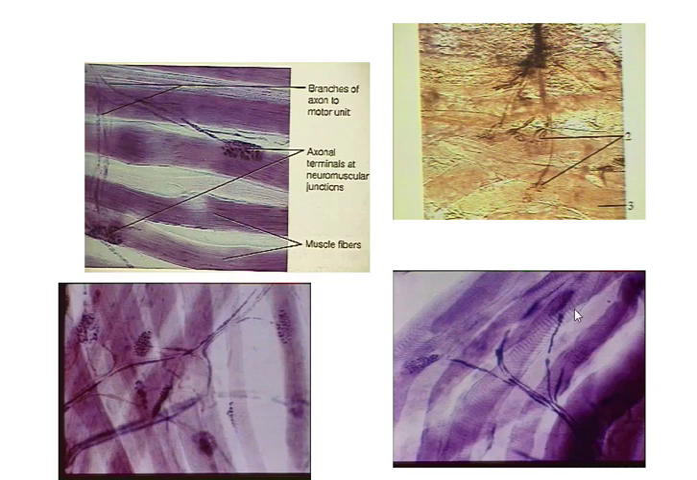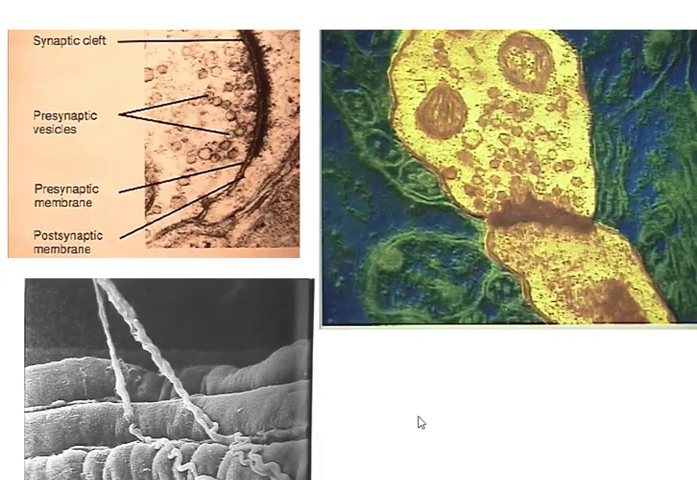This one is my next favorite because you can actually see the bouton, and you can see the light and dark bands. You can see the striations. So that's a neuromuscular junction. And this is a bunch of neuromuscular junctions. And here's 3 more pictures. These are at much, much higher magnification.